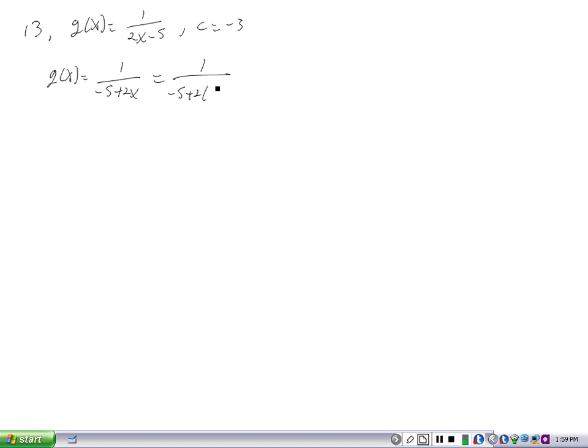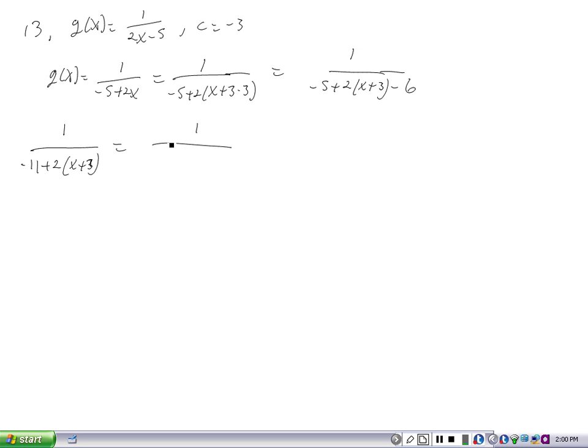Look, you've got to have x minus c. So x minus c is x minus a -3. So this is x plus 3. But I can't harm this problem, so I have to say minus 3 as well. So it's still the original form. Simplify. This is 1 over -5 plus 2 times x plus 3. Take out the negative part, that's -6. So I get 1 over -11 plus 2 times x plus 3.